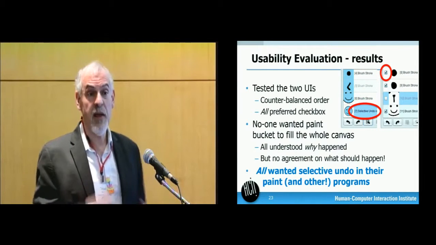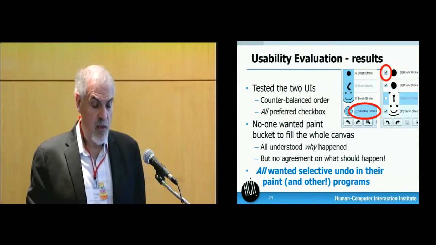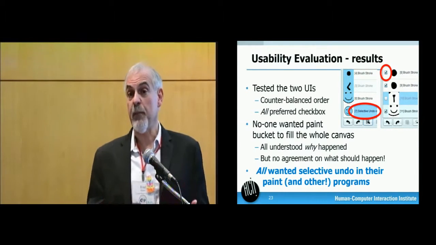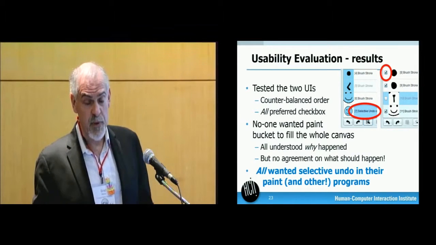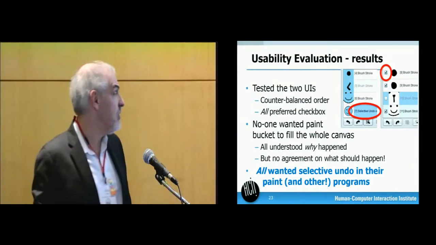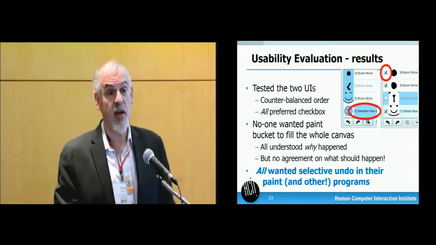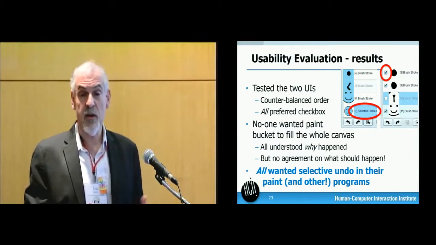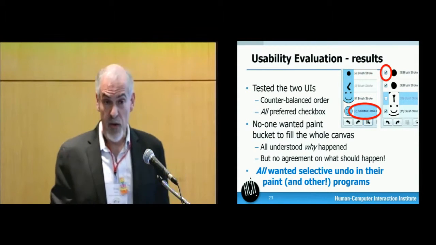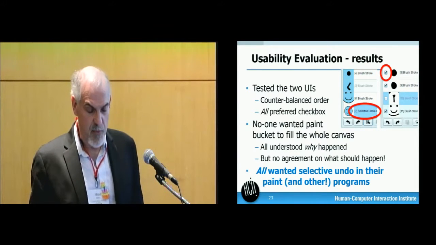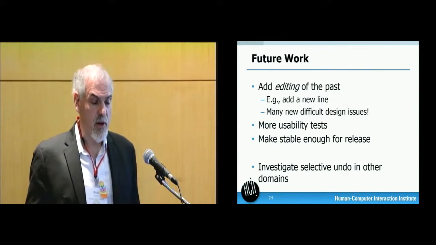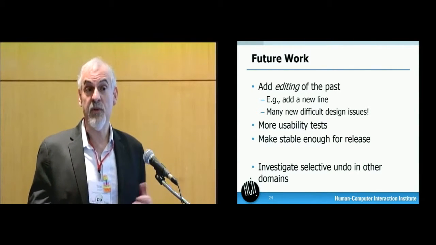Everybody preferred the check marks because they're just so much clearer. No one wanted this paint to flood out and fill the whole canvas, but once that happened, everyone kind of got the idea of what happened. They understood why that happened. So we wanted to look and see what kind of things we could do about that. Everybody was excited about the idea of having selective undo and wanted it in their programs. They also had lots of great brainstorming about other kinds of editors in which they might apply selective undo as well. So in future work, what we're working on right now is editing the past, which everybody asked for.